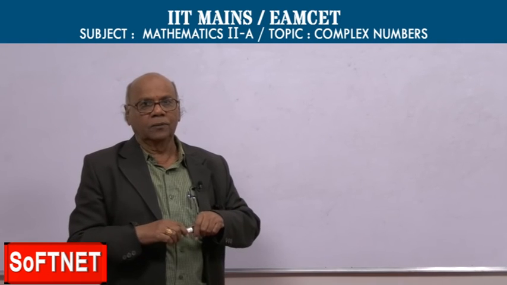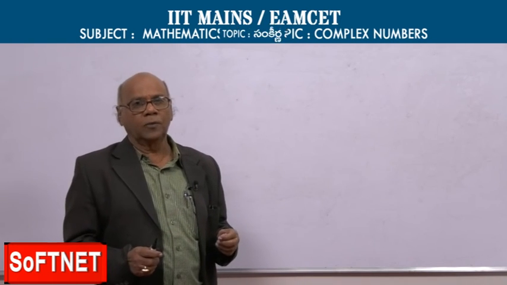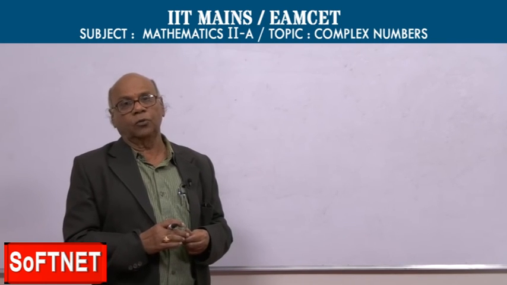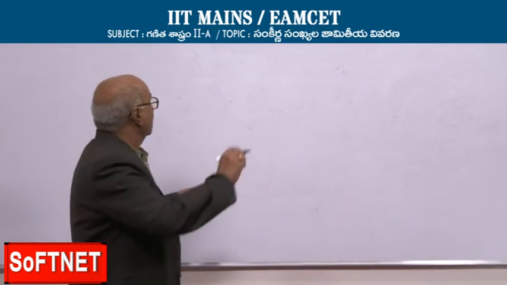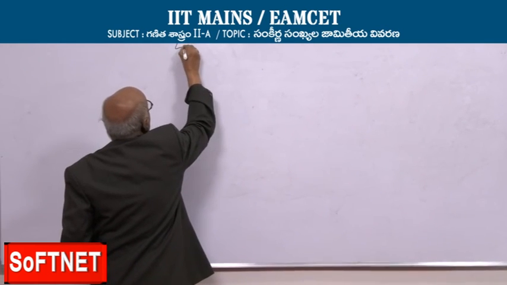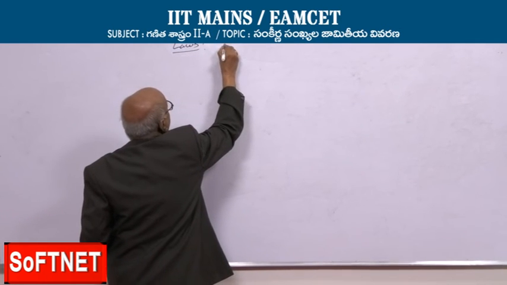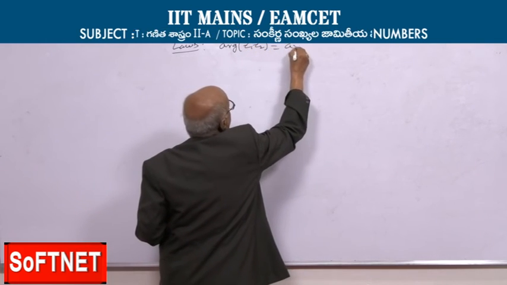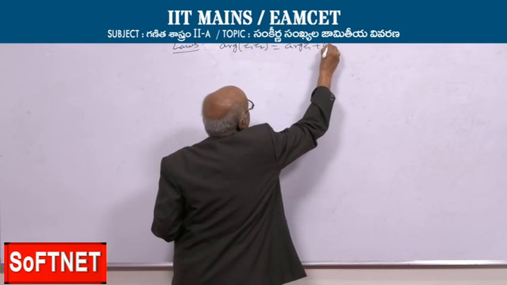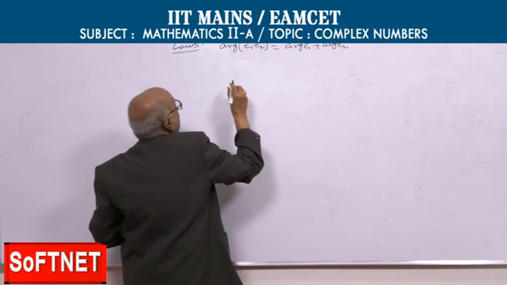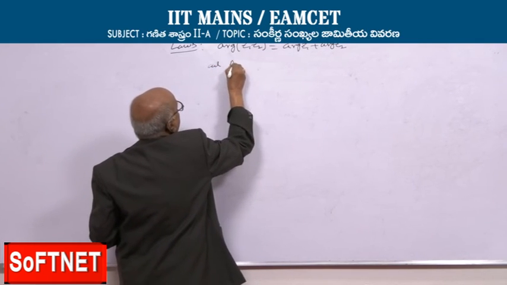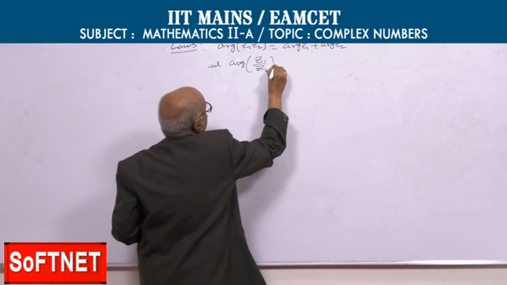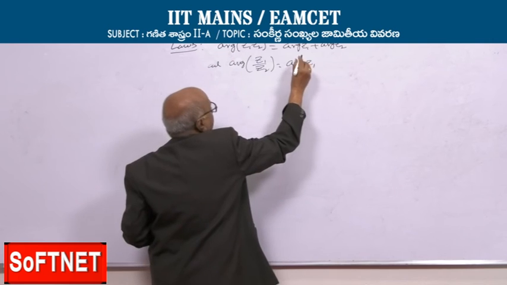Now we will discuss the argument of the product of two complex numbers and the quotient of two complex numbers, of which the argument of the quotient is geometrically very significant. And the law is this: argument of Z1 Z2 is equal to arg Z1 plus arg Z2, and argument of Z1 by Z2 is equal to arg Z1 minus arg Z2.